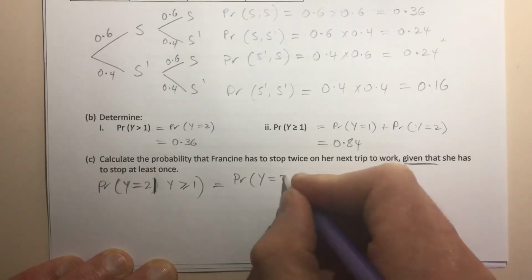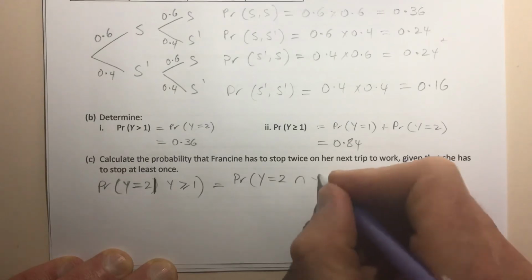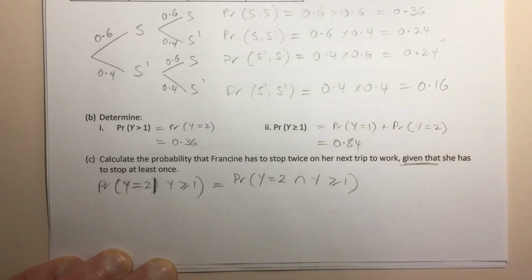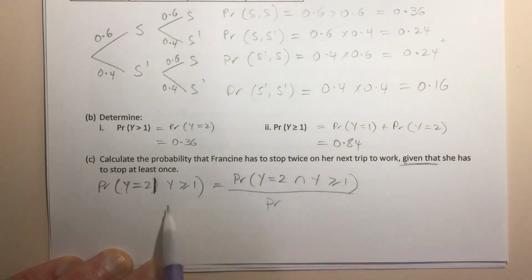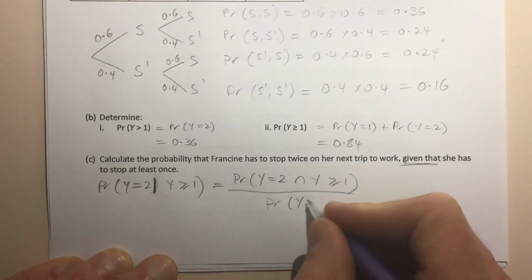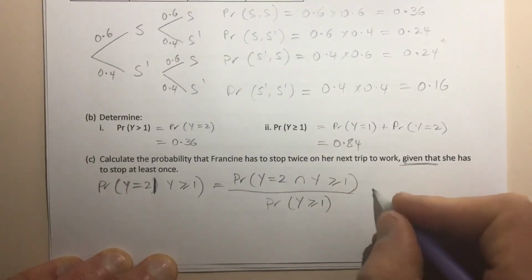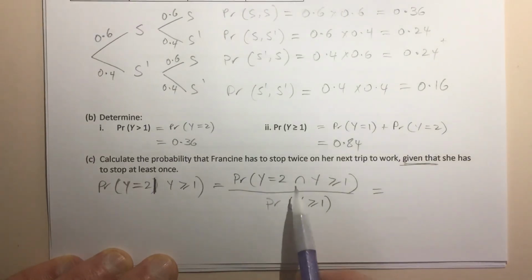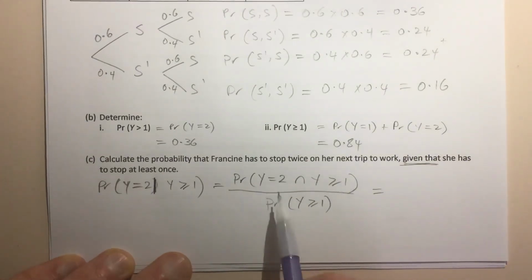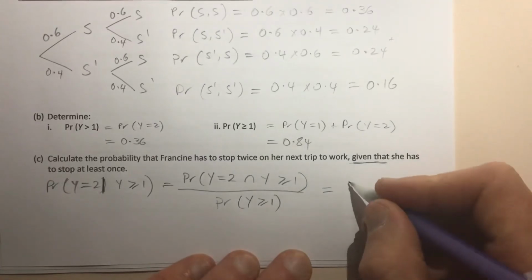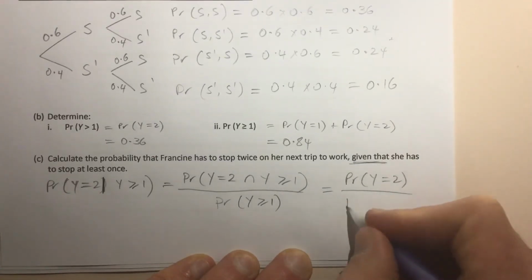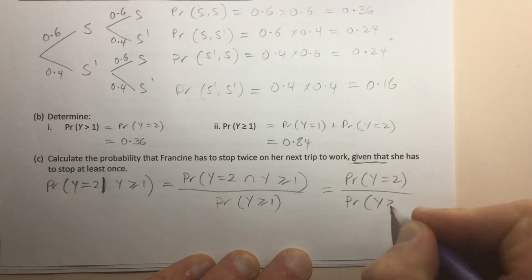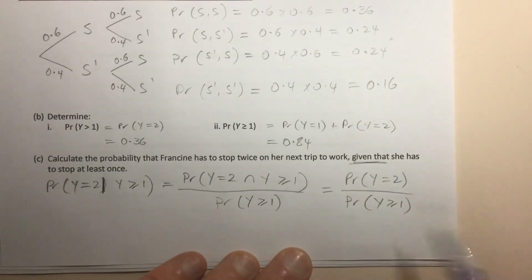It's the probability that Y equals 2 and that Y is greater than or equal to 1, divided by the probability of the condition, the thing that we know has happened, the probability that Y is greater than or equal to 1. So if we think about this top statement, if Y is going to be equal to 2 and greater than or equal to 1, well, that just really means that Y is equal to 2. So on top it's the probability that Y equals 2, and on the bottom it's the probability that Y is greater than or equal to 1. And now we just find those two values.